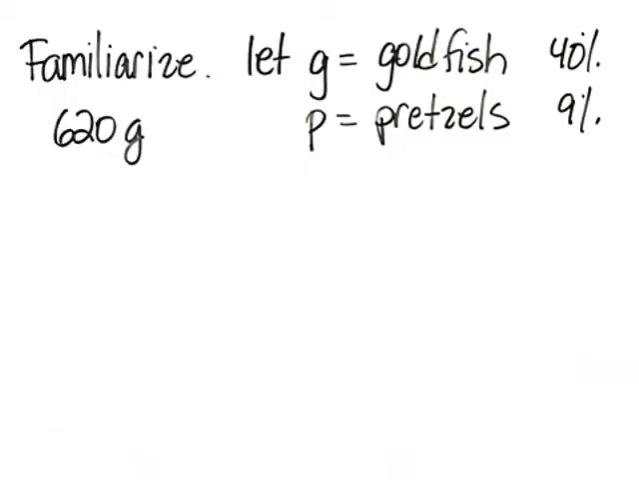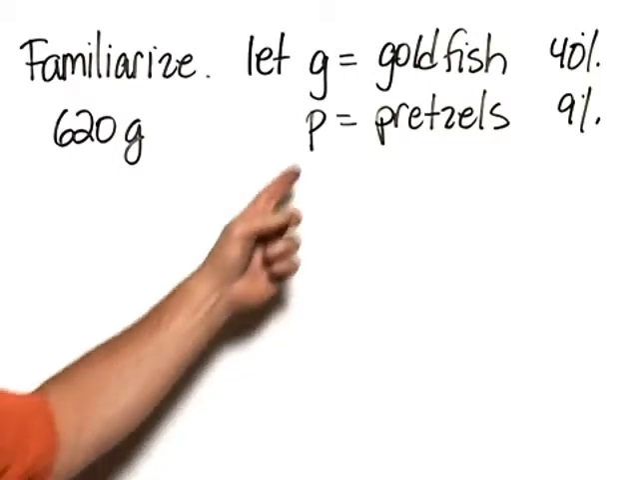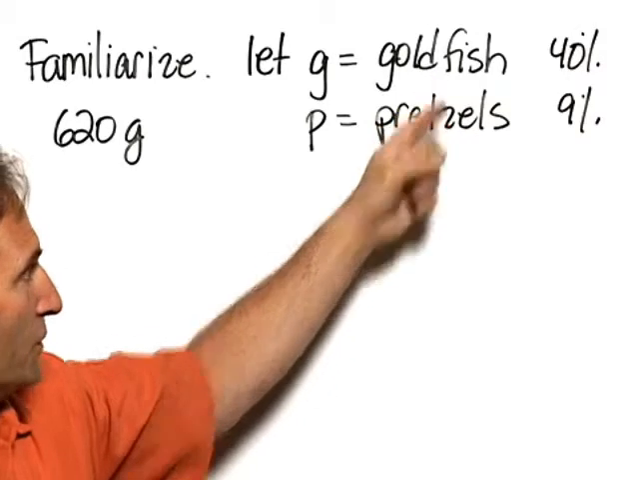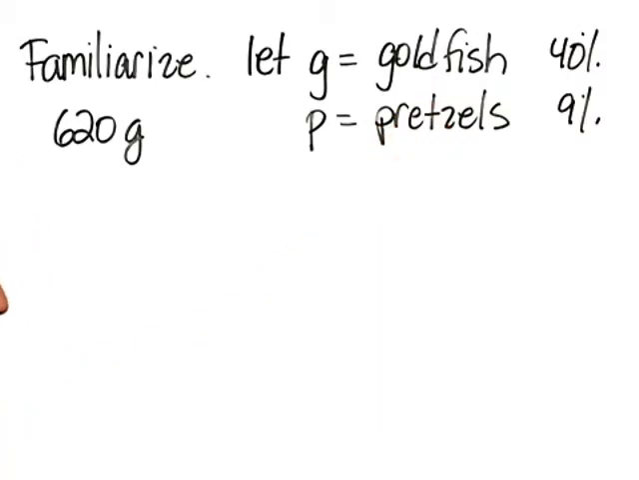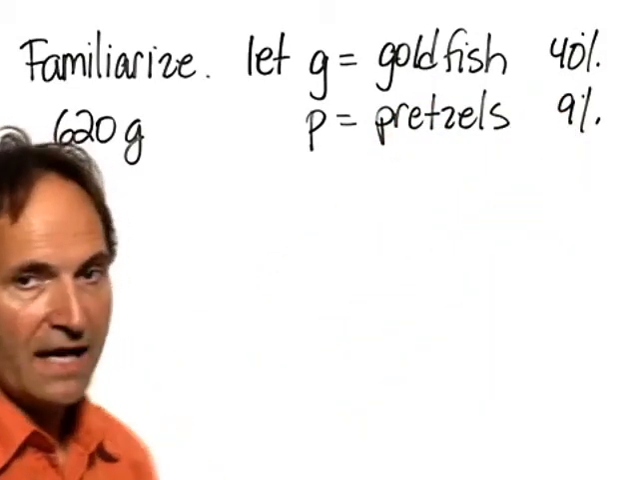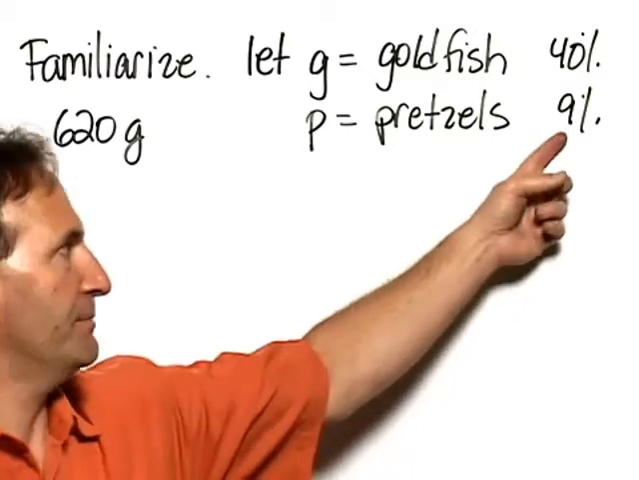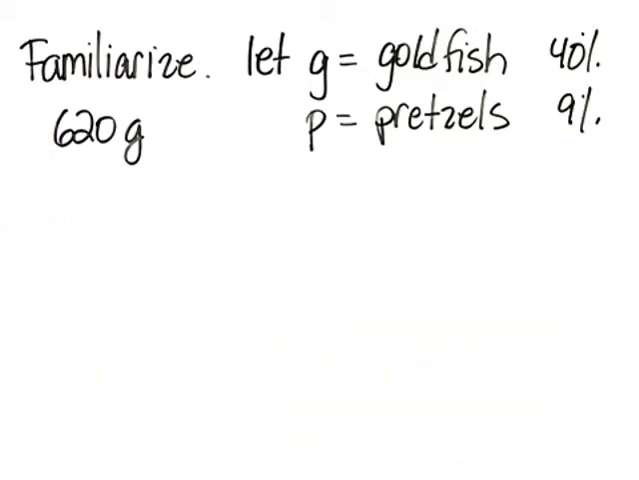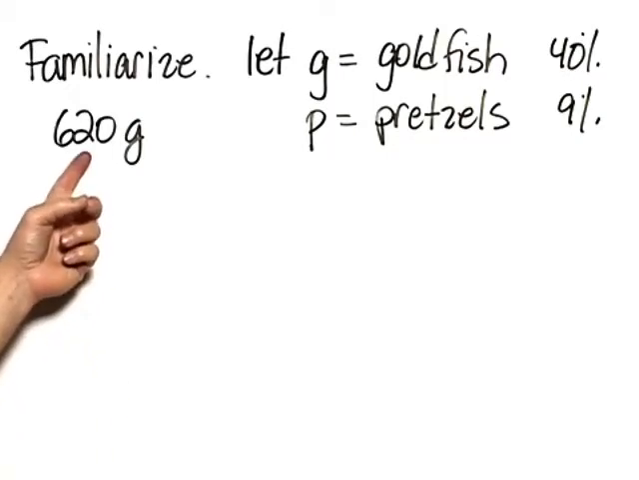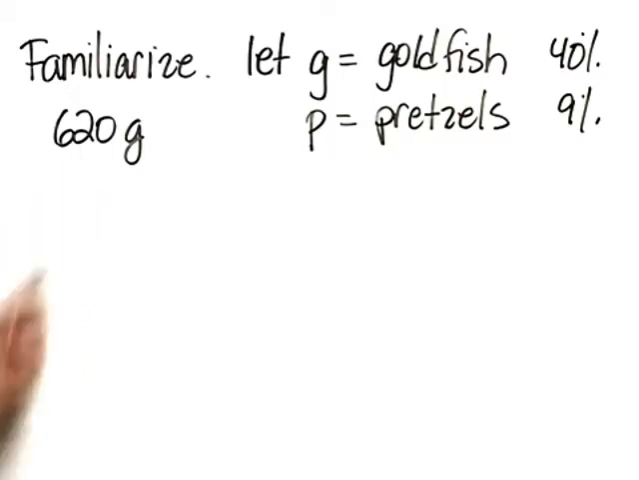The first step in the 5-step process is to familiarize yourself with the problem. We'll let G equal the amount of goldfish, the number of grams. I've written down 40% of the calories come from fat. P is the amount of pretzels, the number of grams of pretzels, and I've written down 9% of those calories come from fat. And we want a mixture that's 620 grams total.